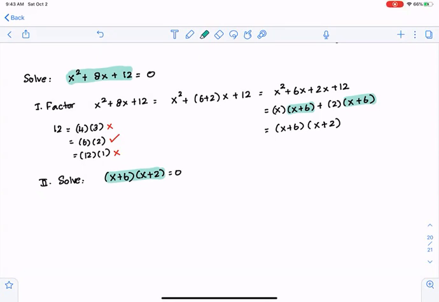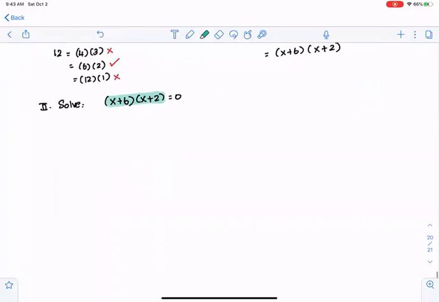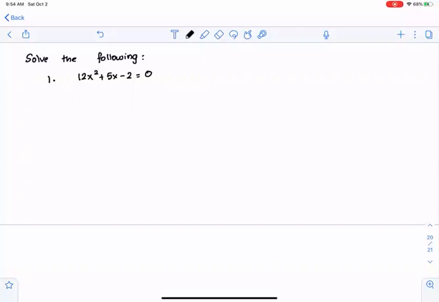So solving for the given equation is the same as solving for the factored form of the given equation. So since we have two factors, we set them equal to 0. If x plus 6 is equal to 0, x is equal to negative 6. If x plus 2 is equal to 0, x is equal to negative 2. And those would be the solutions. So the very first step is to factor.